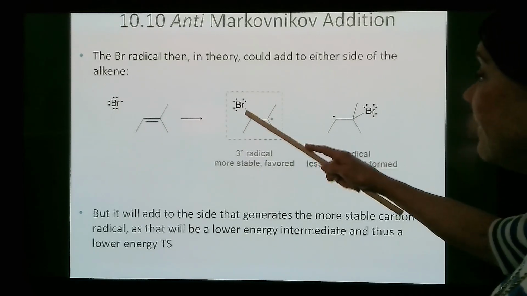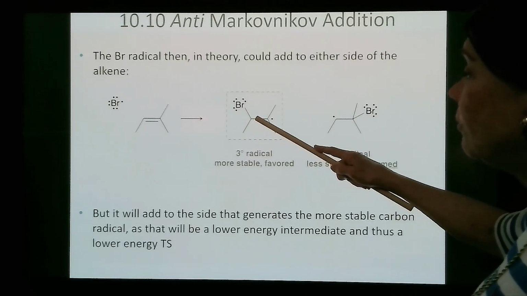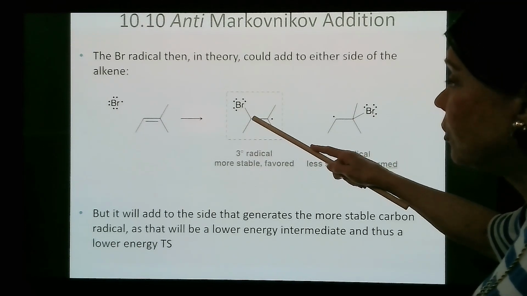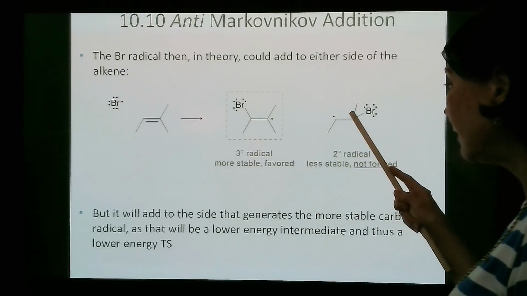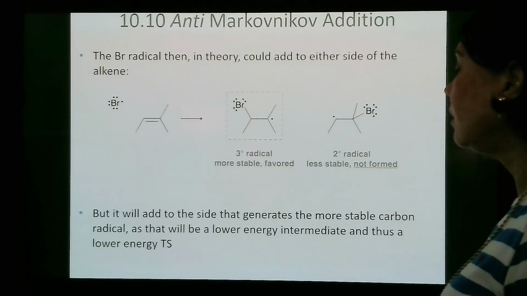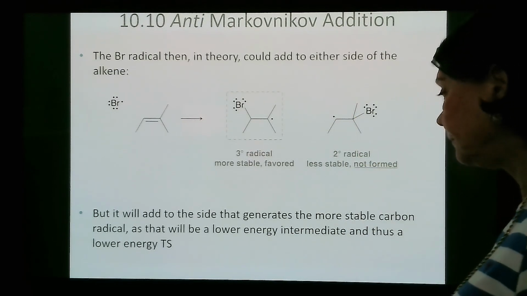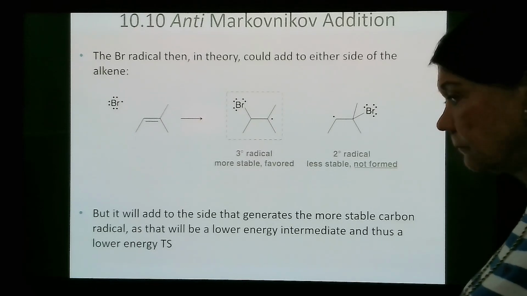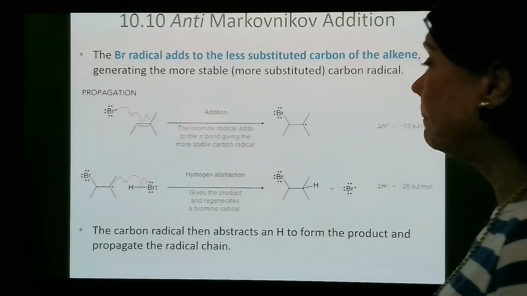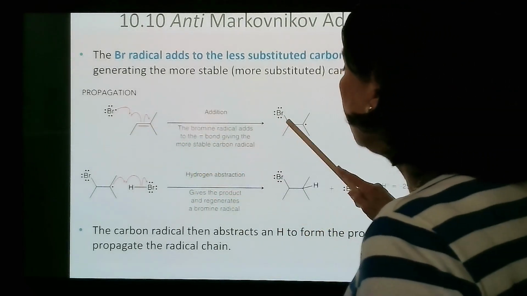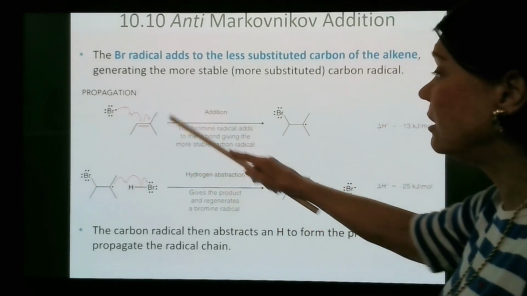So you will have the bromine at the less substituted carbon, not the more substituted carbon, because this would give rise to the less stable radical. So the propagation step, Br dot goes on to the double bond. This is the addition step.